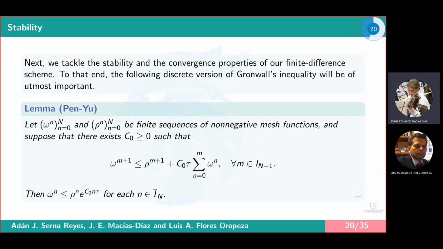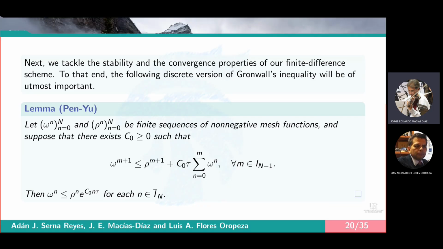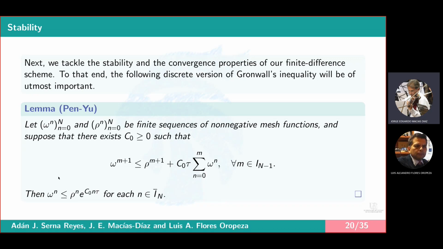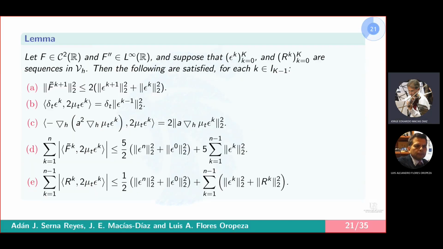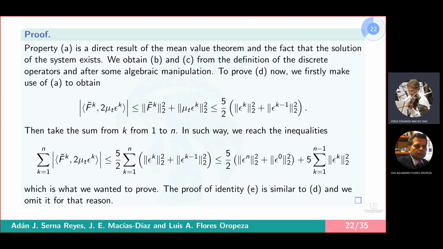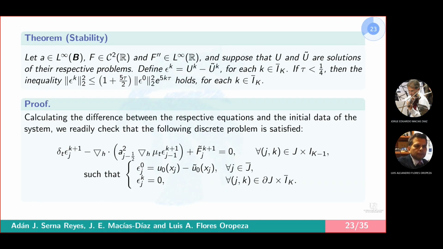In order to establish stability and convergence, we need a discrete version of Gronwall's inequality. This is the discrete version of Gronwall's inequality in this case. And also we need various calculations. We need some bounds, some inequalities, and some identities. I'm not going to go over the proofs because they're straightforward. They're just some algebra, and they also require the mean value theorem.